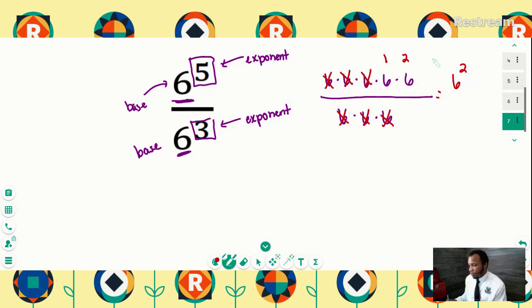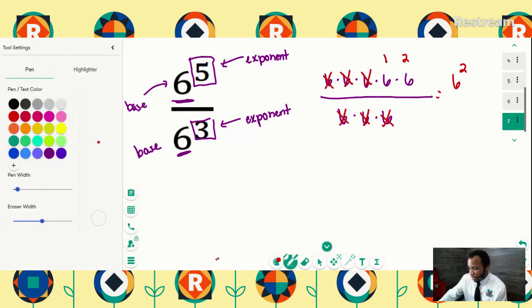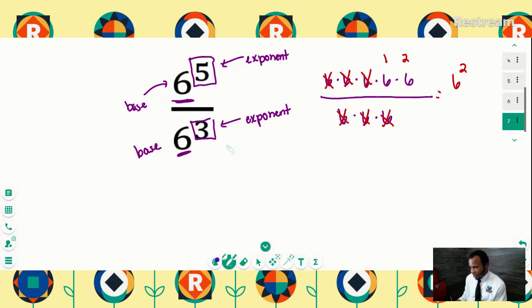Now that was the long way. What I'll do now is show you an even shorter way. It's to save you a lot of time, especially when you're dealing with bigger numbers and you're not able to write out all of these 6s like I did. So what I did was write this out the long way. Now the shorter way to do this would be simply to have your 6 and we subtract 5 minus 3. And that gives us 6 to the 5 minus 3, which gives us 6 to the 2nd power. And notice that we still got the same answer.